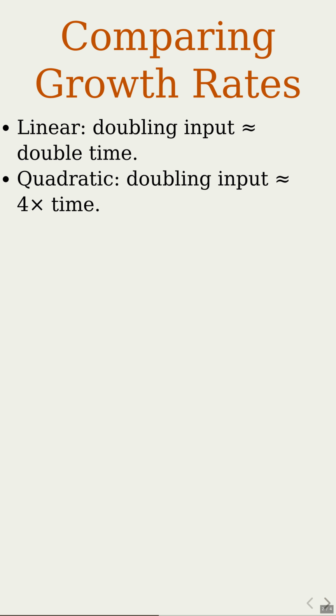Quadratic time, big O of n squared, curves upwards. If you double the input, you do about 4 times the work. It seems manageable for small inputs, but then it suddenly becomes challenging.